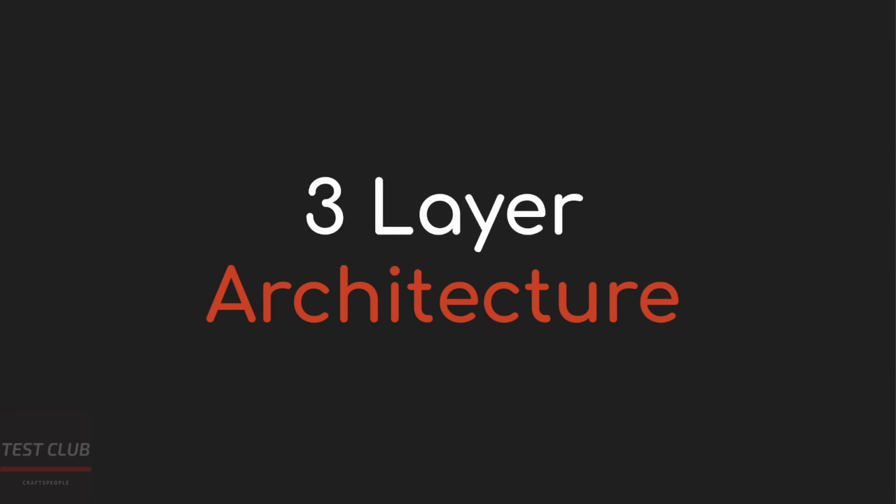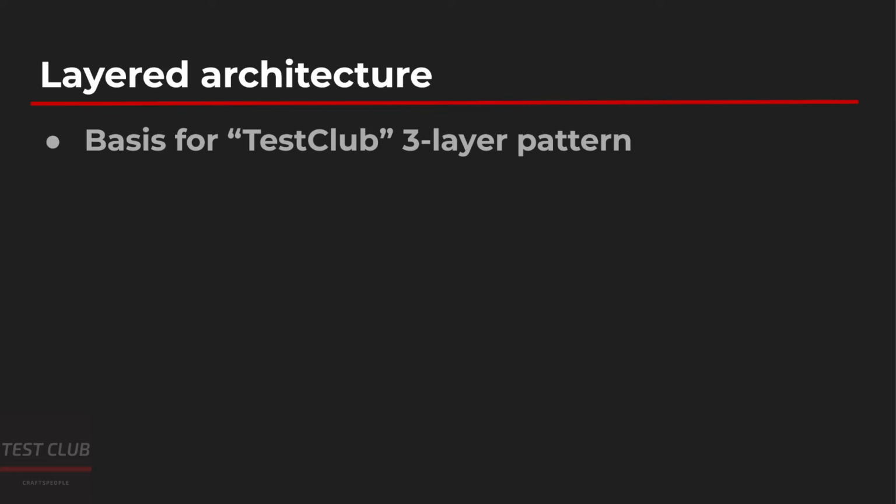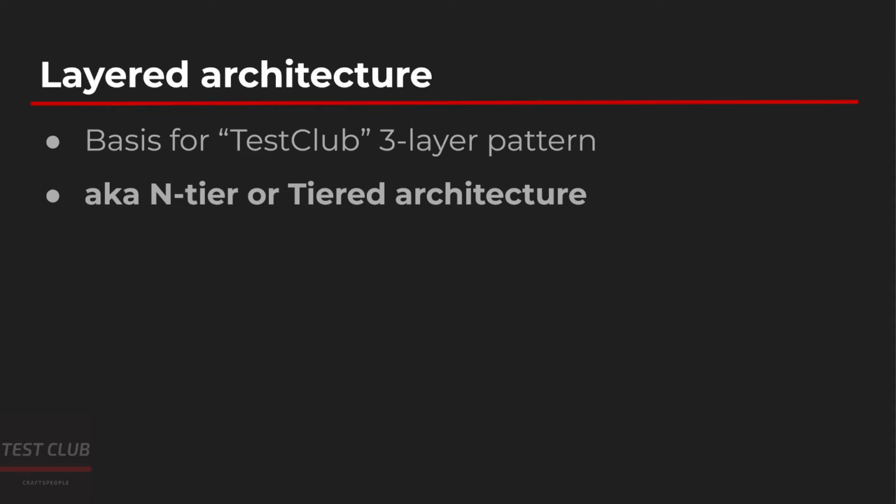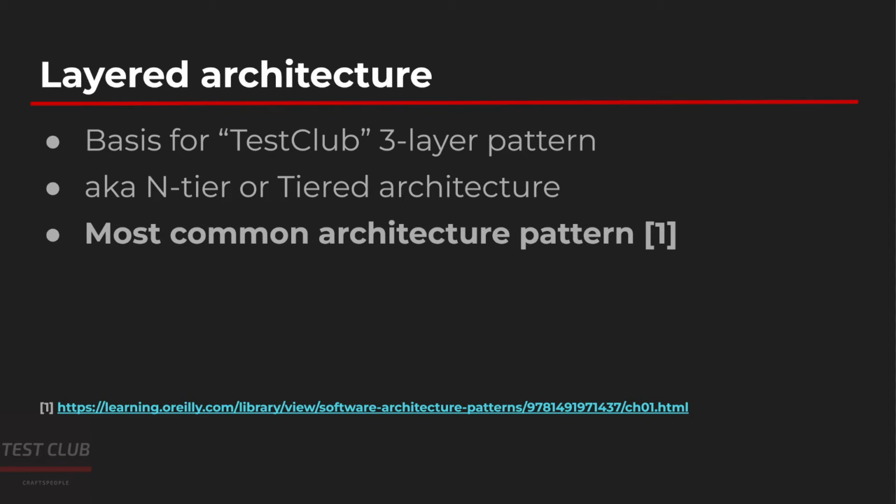Keeping in mind everything that we just discussed, let's learn a bit more about three-layer architecture. Three-layer architecture is heavily inspired by two major architecture patterns. The first one is layered architecture, which is, let's say, the basis for the test club three-layer pattern. Layered architecture, also known as N-tier or tiered architecture, is the most common architecture pattern.